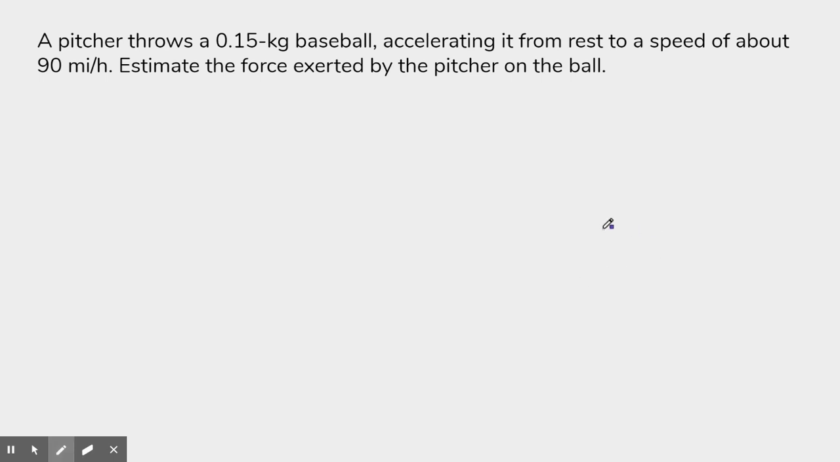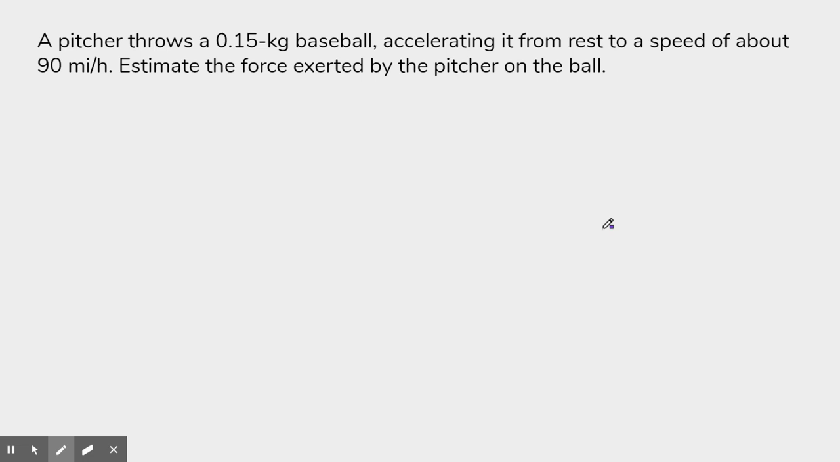We are now going to look at a pitcher who's throwing a baseball, and it is accelerating from rest to a speed of around 90 miles per hour. And we want to find out the force exerted by the pitcher on the ball. Notice it says we're going to estimate the force. So bear with me here as I walk you through this problem.